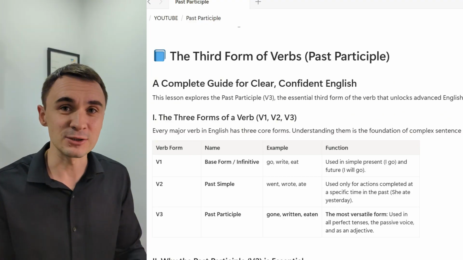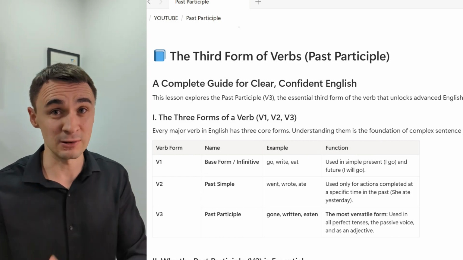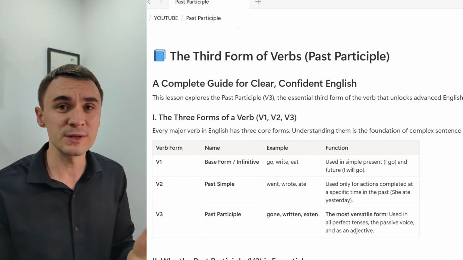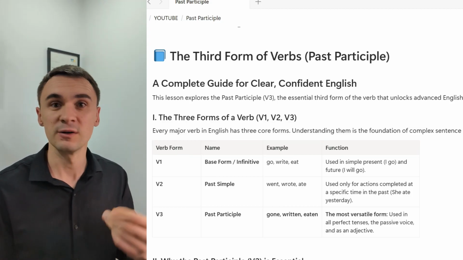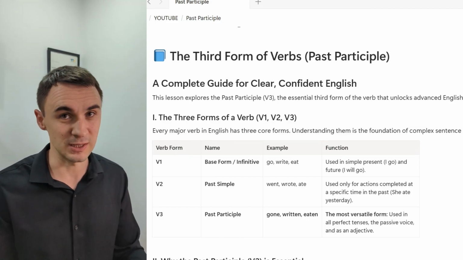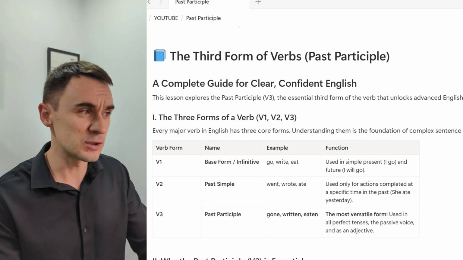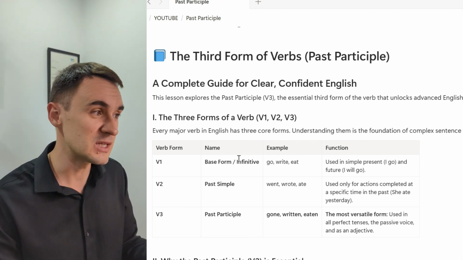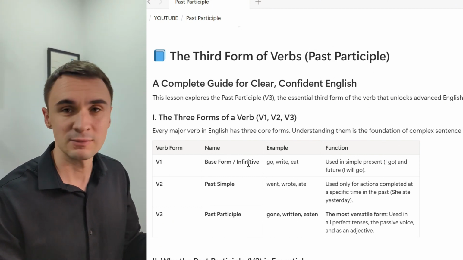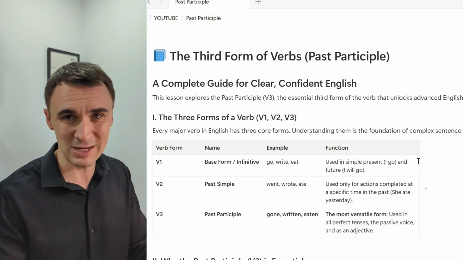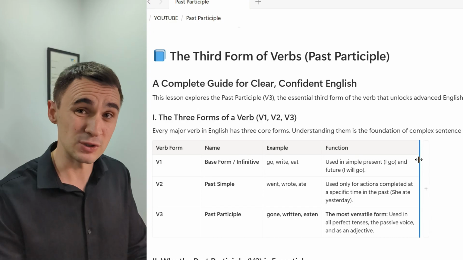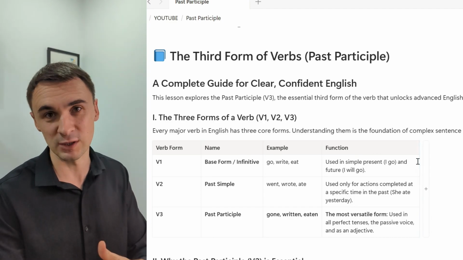You see, in English, we have regular and irregular verbs, and all of them have three forms. V1, first form, V2, and V3. Now, first form is also called base form or infinitive. These are words such as go, write, eat, and it's used in present simple and future simple. I go, I will go, right?